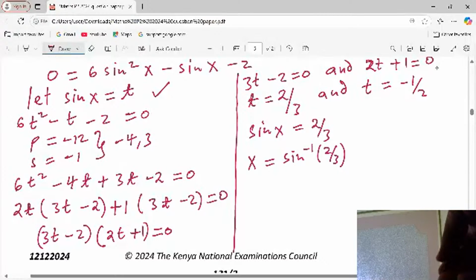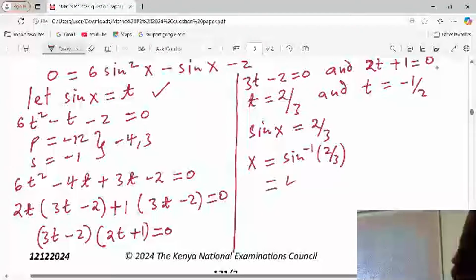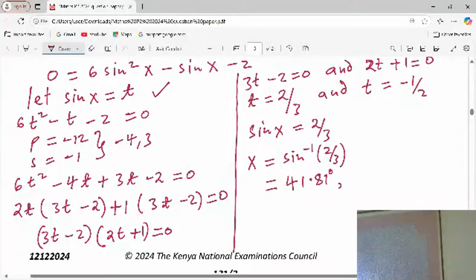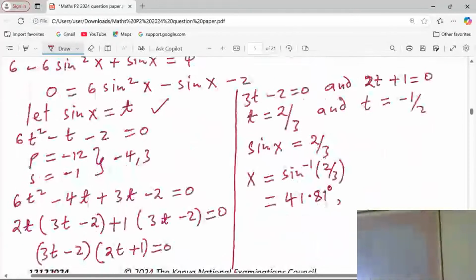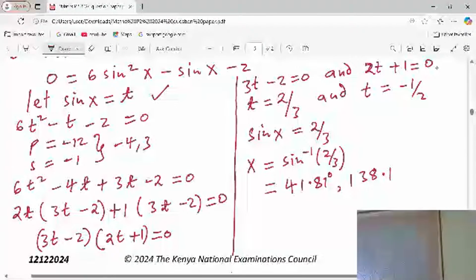Sine inverse of 2/3 is going to give us an acute angle equivalent to 41.81. And also, if this acute angle is measured in the second quadrant, the sine is also going to be positive, and it will be +2 out of 3 in our range of 0 and 180. So when 41.81 is measured, we get 138.19 degrees.